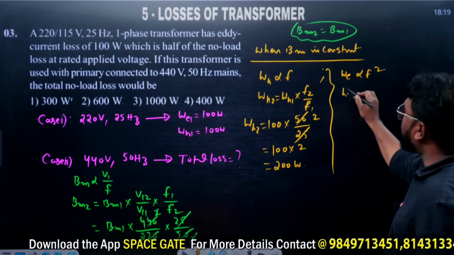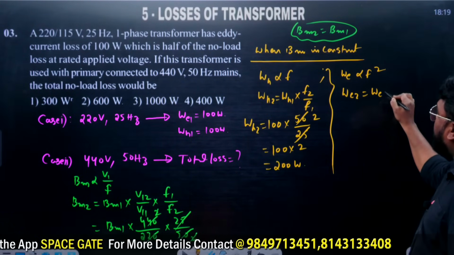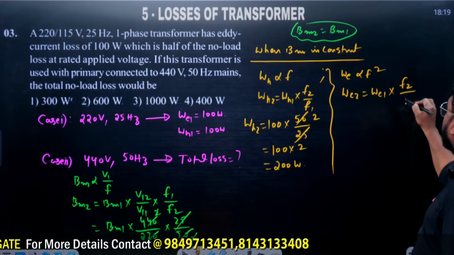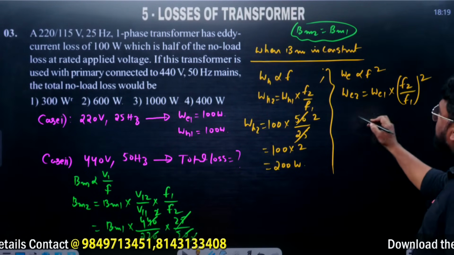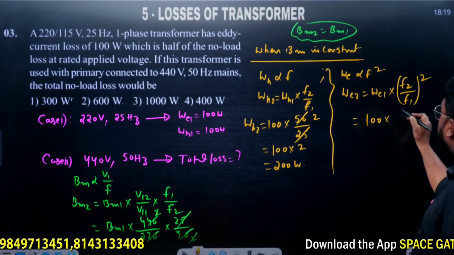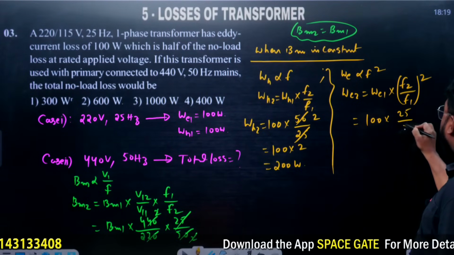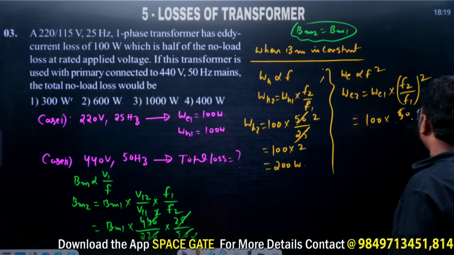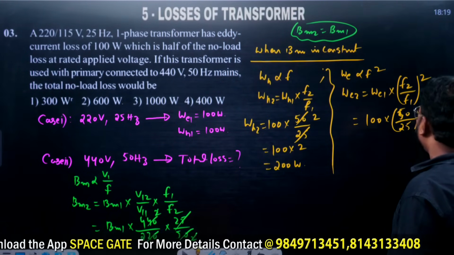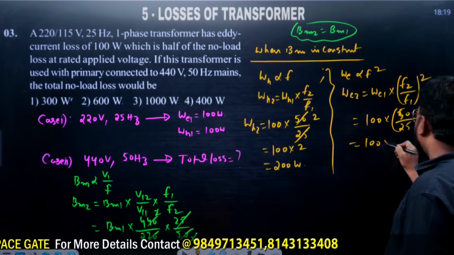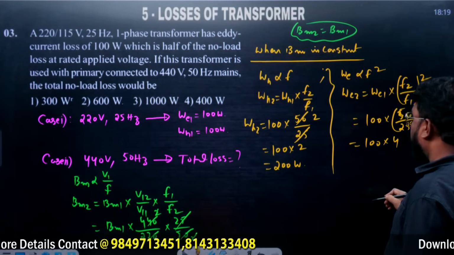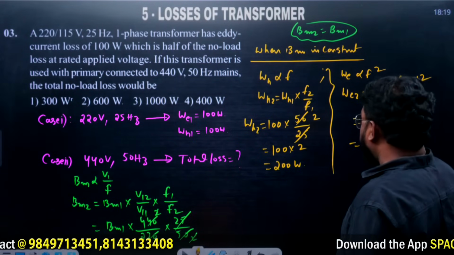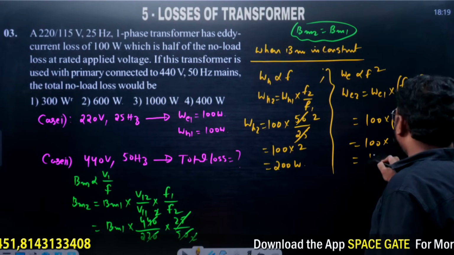And WE2 is equal to WE1 into (F2 by F1) whole square. Therefore 100 multiplied by (50 divided by 25) square, so 100 multiplied by 4. So this one is equal to 400 watts.